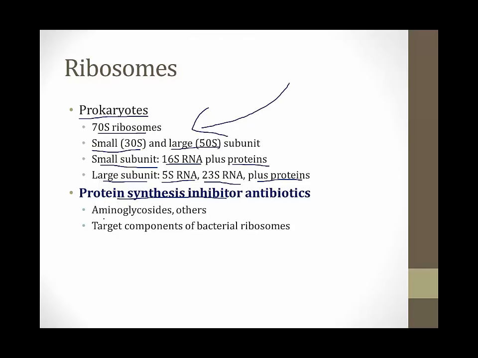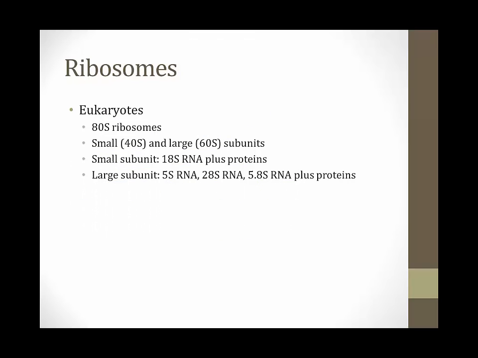So for example, aminoglycosides and some other antibiotics that I discuss in the infectious disease videos target components of bacterial ribosomes. They do not have effects on human cells because human cells have different sizes of the ribosomal units. So in eukaryotic or human cells, the ribosomes are 80S in size. They're made up of a small 40S subunit and a large 60S subunit.